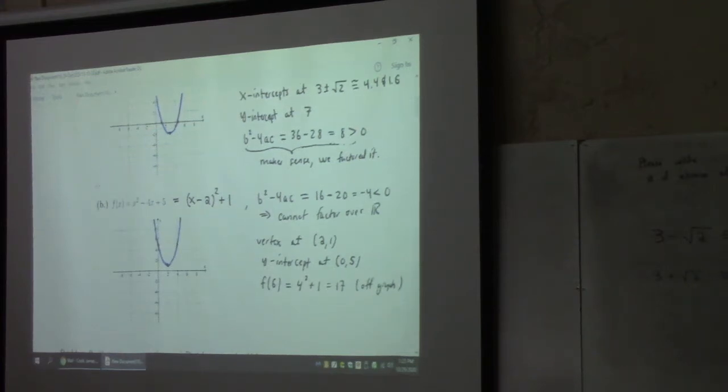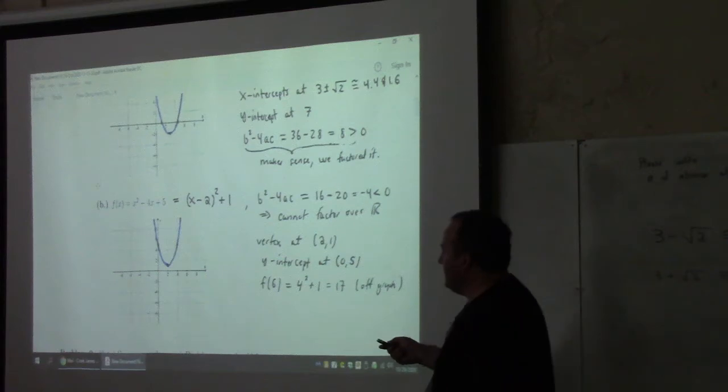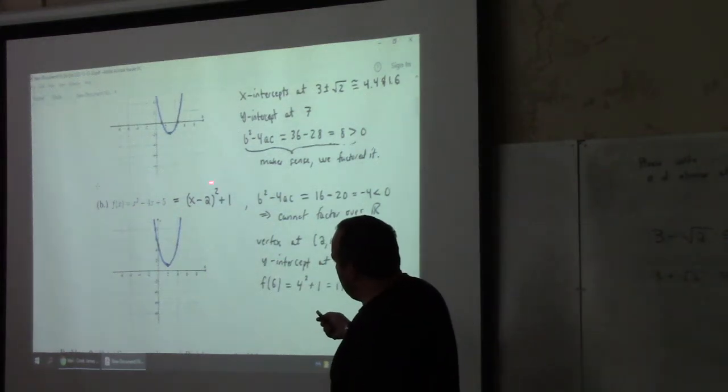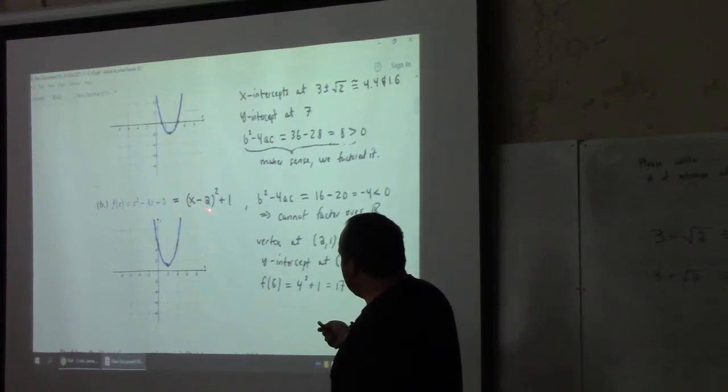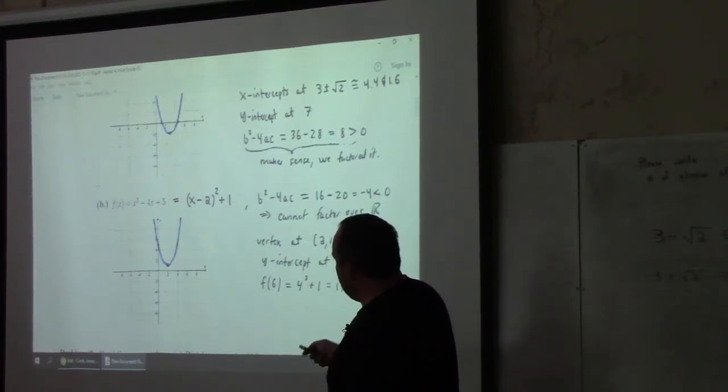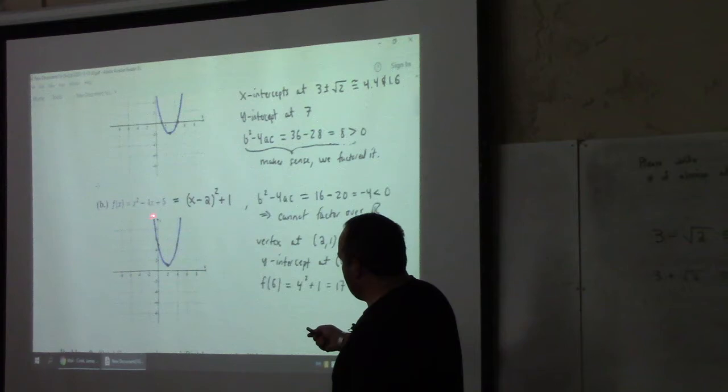For part B, again, completed the square, but this time it ends up being plus 1, right? So that means that I can't factor it over the reals. Of course, the discriminant works out to minus 4, which is less than 0, indicating we cannot factor over R, but I can tell you the vertex is at 2, 1, and y-intercept from this is clear. The y-intercept is at 5, and so that's pretty much all I need to then graph like that.